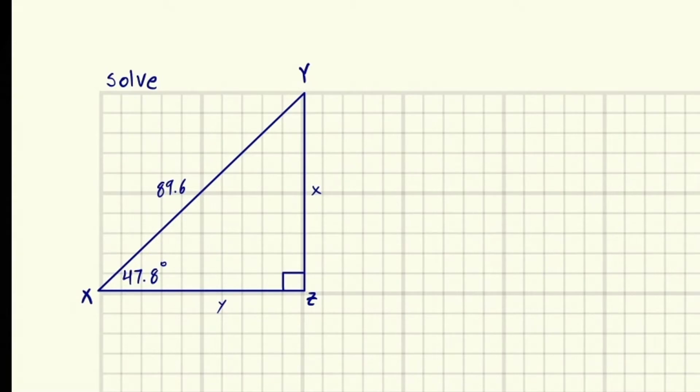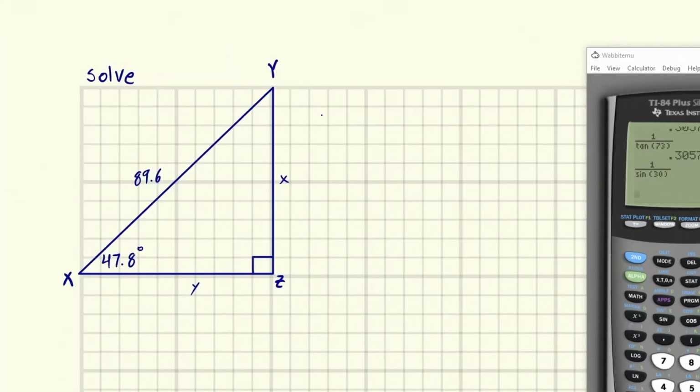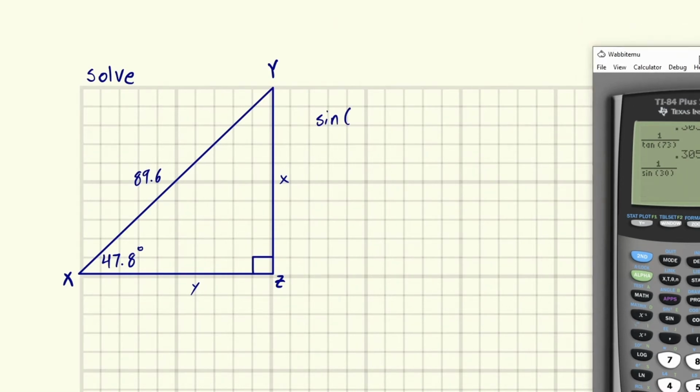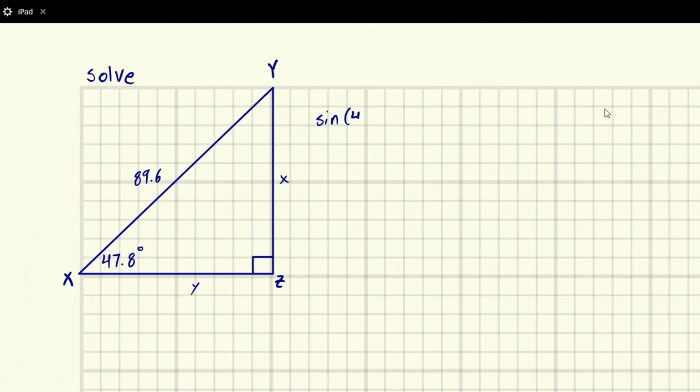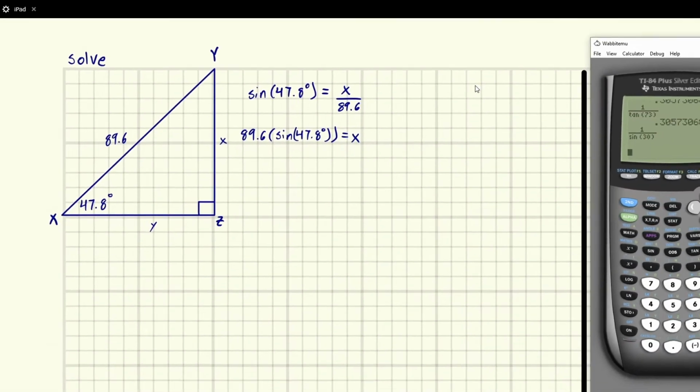I'm going to go ahead and use sine to do the first one. So I'm going to use sine of 47.8 degrees, and we know that is equal to the opposite over the hypotenuse, which is x over 89.6. Seeing this, we can solve for x. If we multiply 89.6 to both sides, we get x by itself, like this.